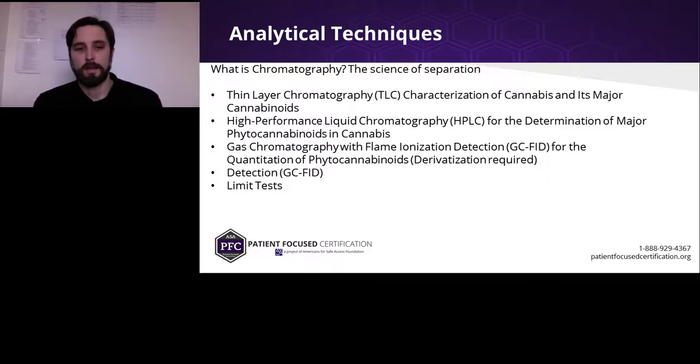HPLC, high performance liquid chromatography, is great. It's my preferred method for looking at phytocannabinoids in cannabis. There is gas chromatography, but there is a derivatization step required, and that can limit its usefulness. And there also are a variety of other limit tests that can be used.